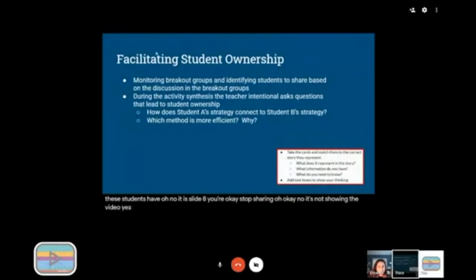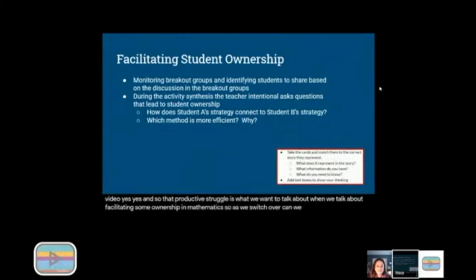Yes. And so that productive struggle is what we want to talk about when we talk about facilitating some ownership in mathematics. So as we switch over, can we see my slides again? Yes, we can. Okay, perfect. So facilitating student ownership, and during that previous clip, we saw the students in their small breakout room discussing their ideas. But during that time as a teacher, we're monitoring and identifying those key points of discussion to share with the whole group in the synthesis.